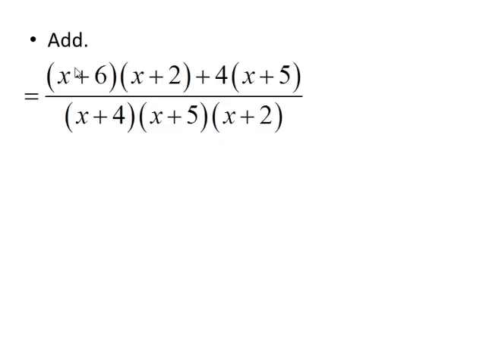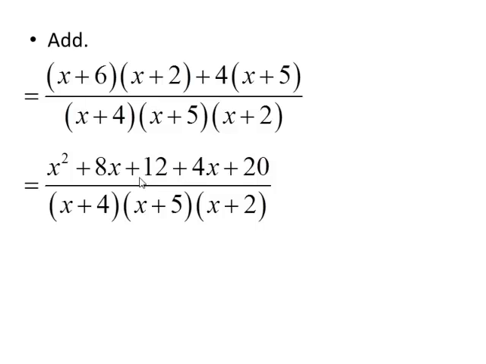X plus 6 times x plus 2, we're going to multiply using a FOIL type multiplication, and then we'll distribute the 4. X plus 6 times x plus 2 is x squared plus 8x plus 12. 4 times x plus 5 is 4x plus 20. Now we're ready to combine like terms.